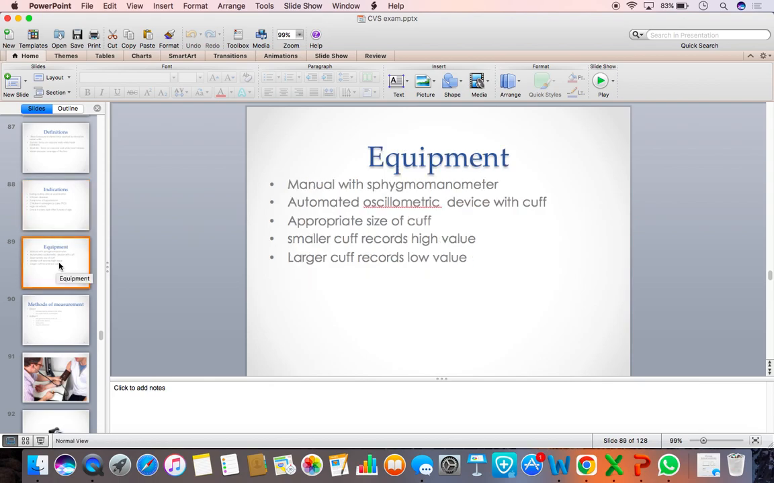Then, what is the equipment that is used? You have the sphygmomanometer, you have the automated oscillometric device with cuff, and you should use the appropriate size of the cuff. If the cuff is smaller, you record a high value, and a large cuff records a low value. The size of the cuff is such that it should encircle at least 2/3 of the arm circumference, so as to say it is the appropriate size.